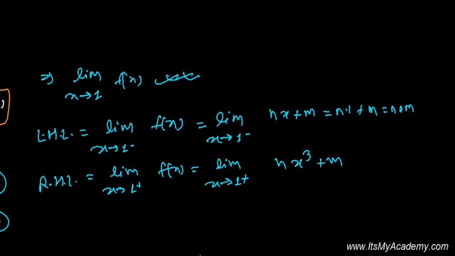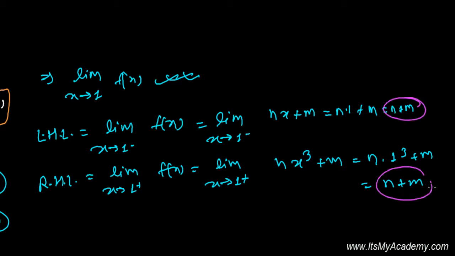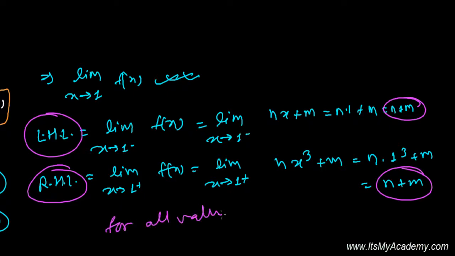Let's insert the value. n times x, here x is 1, so 1 cubed plus m, that is n plus m. What beautiful news! Again we got n plus m and n plus m. It means our left hand limit and right hand limit are equal. It means yes, the limit exists. So for all values of n and m, limit x tends to 1 of f of x exists.